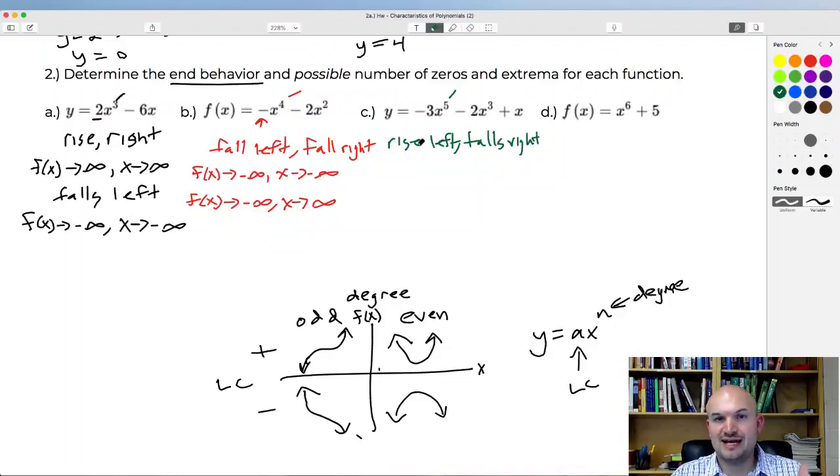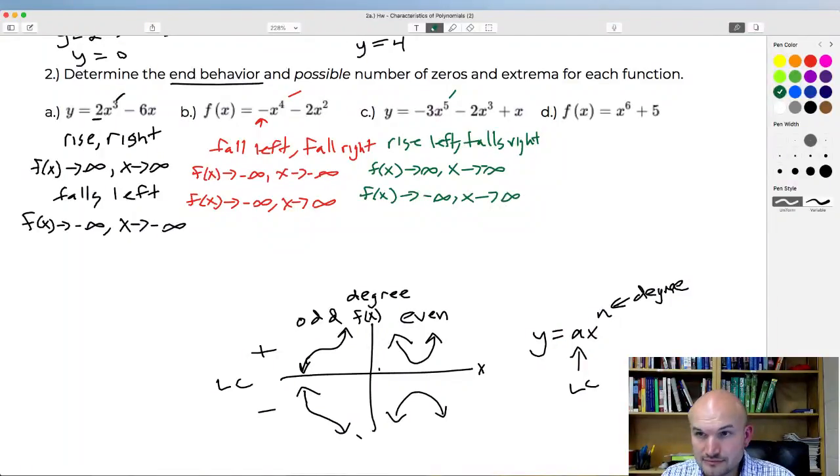Okay, so again, if it's rising, that means f of x approaches infinity, and as it's going to the left, so then as x is approaching negative infinity, and then falling right, so it's falling, so f of x is approaching negative infinity, and as we're going to the right, so that means x is approaching infinity. All right. And then last but not least, let's go ahead and use some blue.